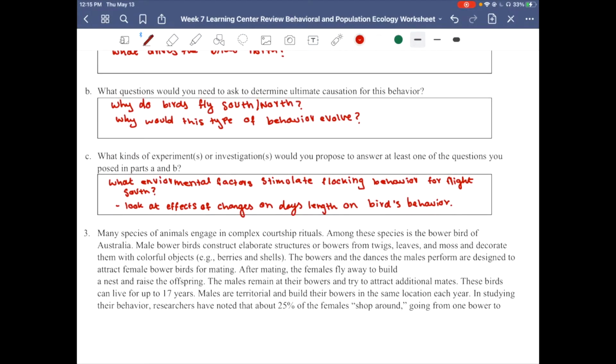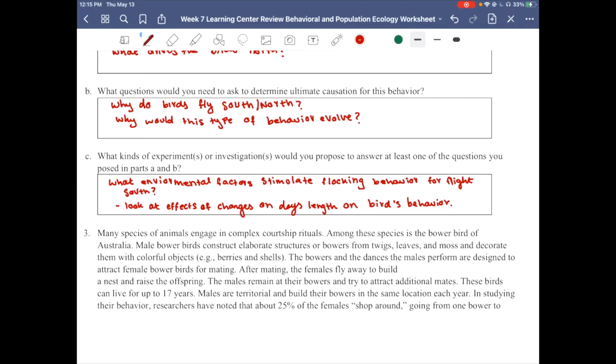This one's a little bit long. It says many species of animals engage in complex courtship rituals. Among these species is the bowerbird of Australia. Male bowerbirds construct elaborate structures or bowers from twigs, leaves, and moss, and decorate them with colorful objects such as berries and shells. The bowers and the dances the males perform are designed to attract female bowerbirds for mating. After mating, the females fly away to build a nest and raise the offspring. The males remain at their bowers and try to attract additional mates. These birds can live up to 17 years.